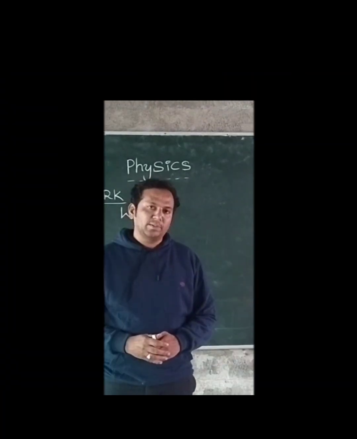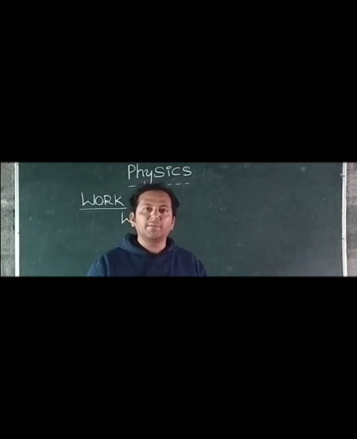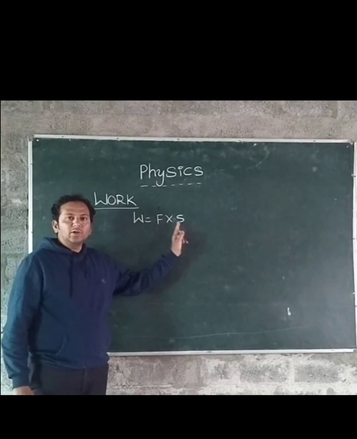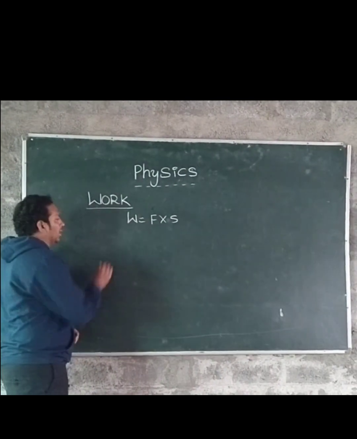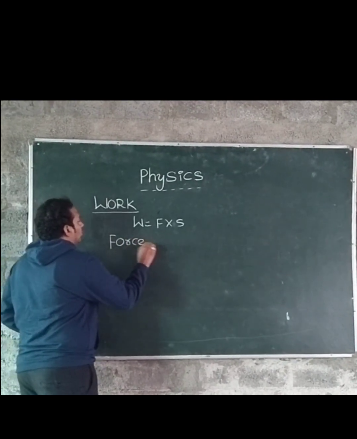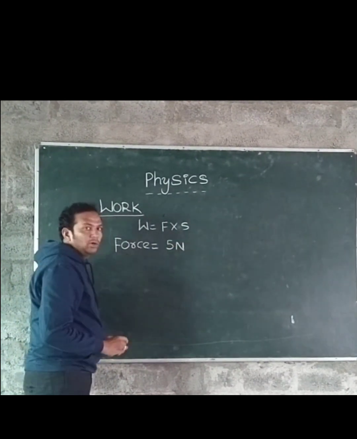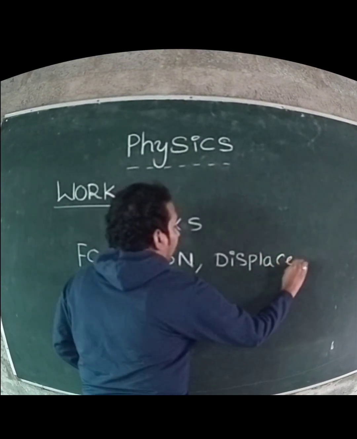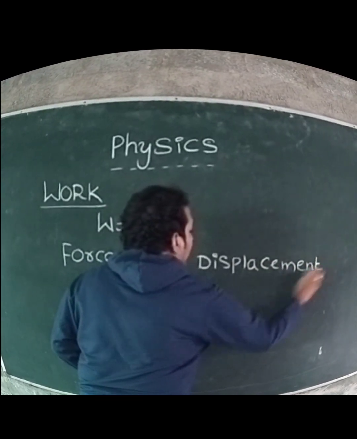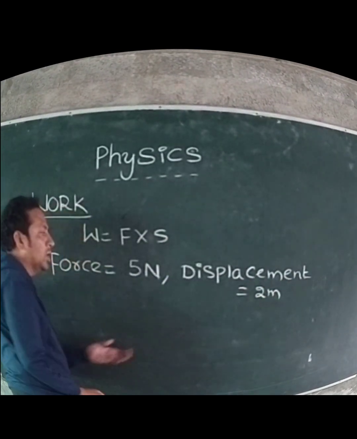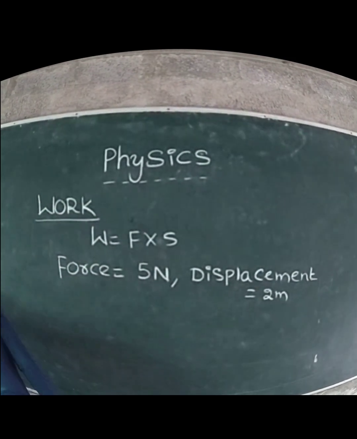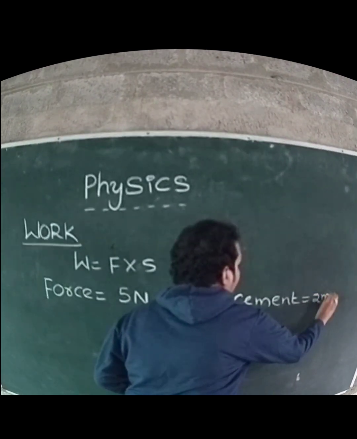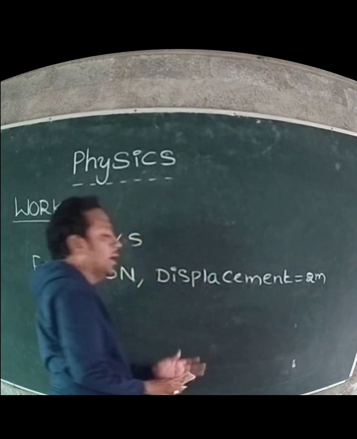Students, now I am explaining one problem for better understanding by using some values. You know that the work formula is force into displacement. For example, let us consider force is equal to 5 newtons, and displacement is 2 meters. You can write this in your textbook and notebook; there are a lot of problems.